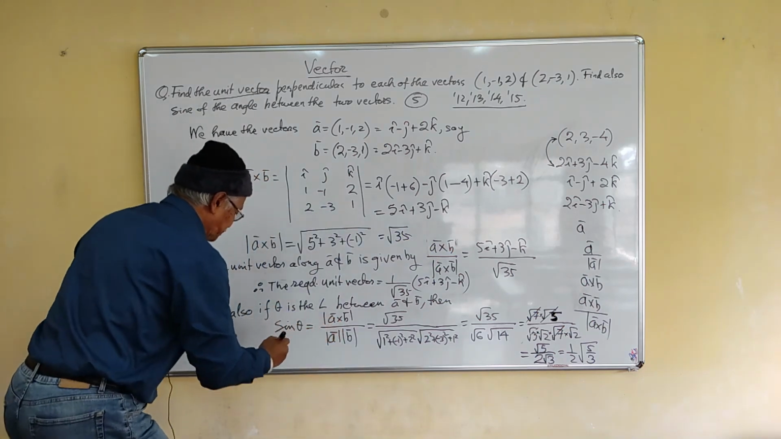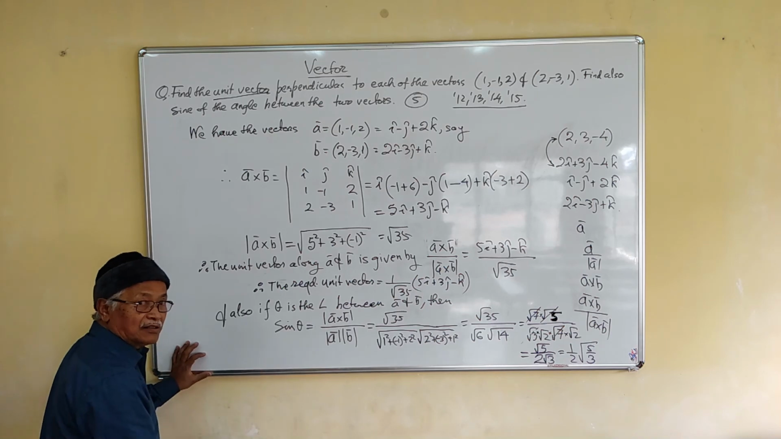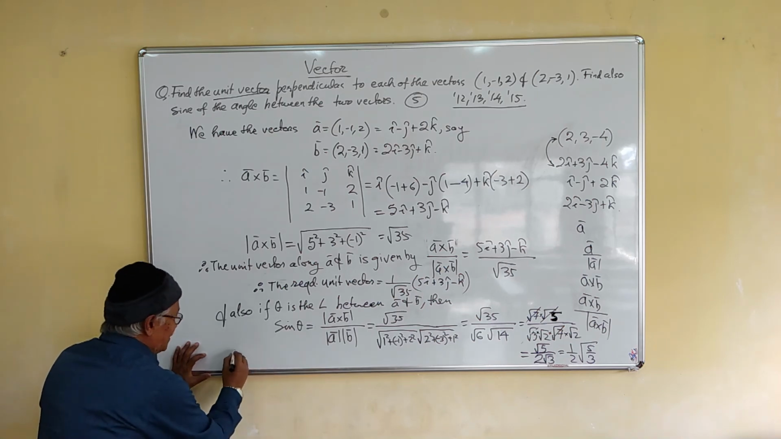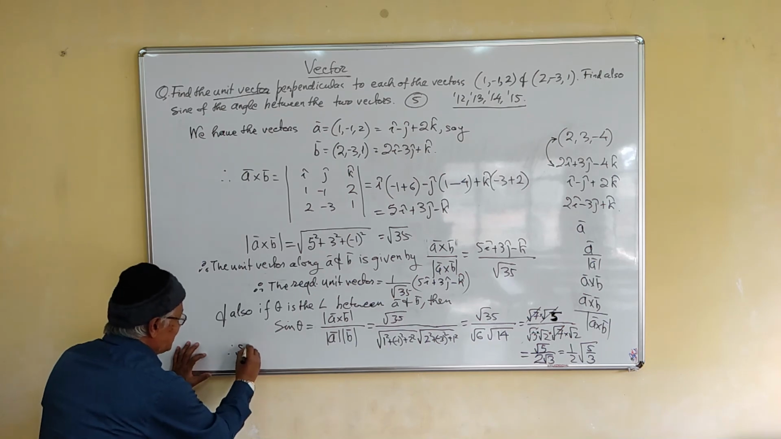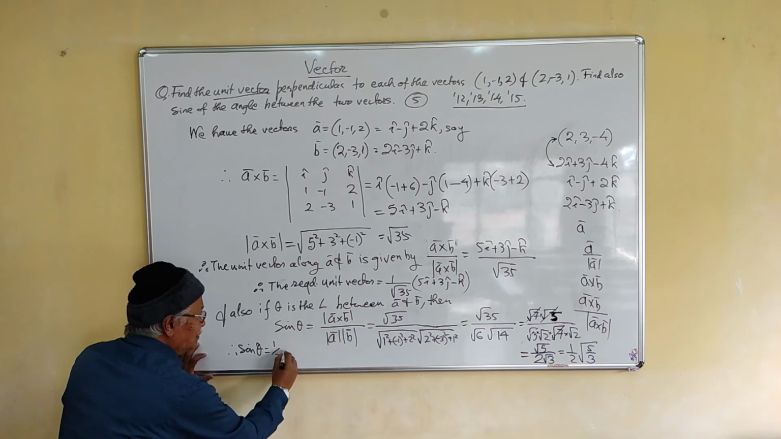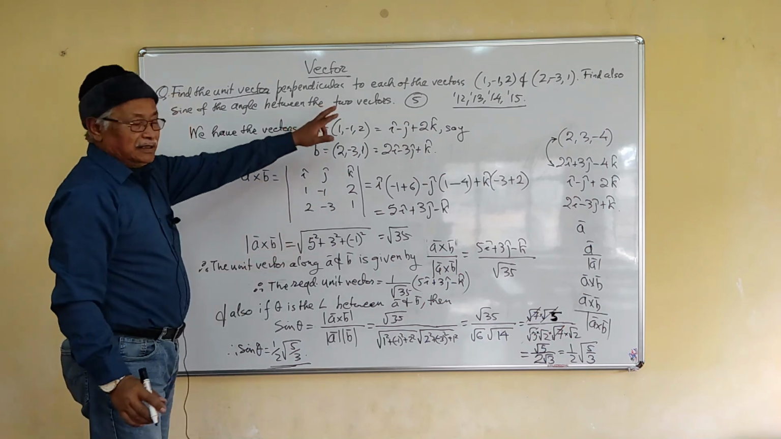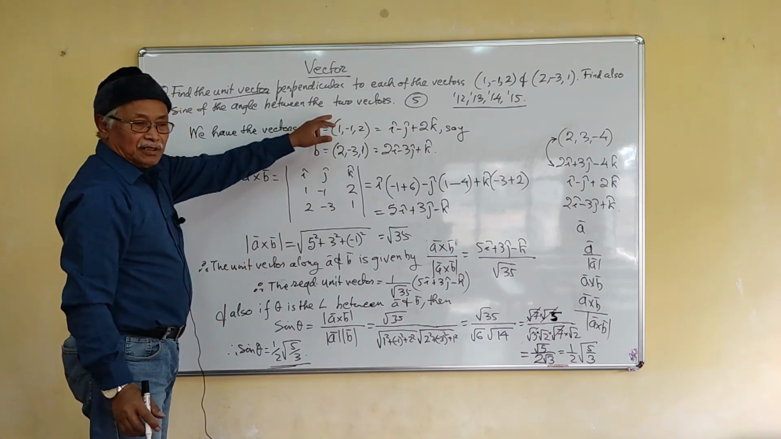I was making that mistake, and Sir Jeff has rectified it. Thank you, Sir Jeff. Therefore, sine theta turns out to be half of root 5 upon 3. So that's the answer of this question.